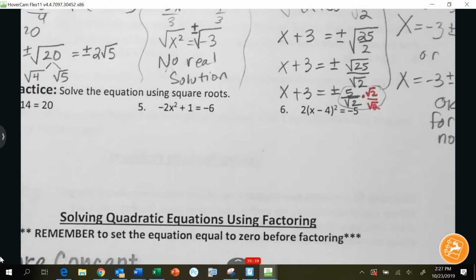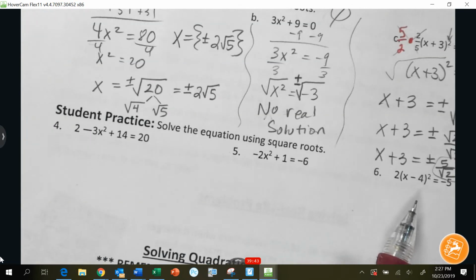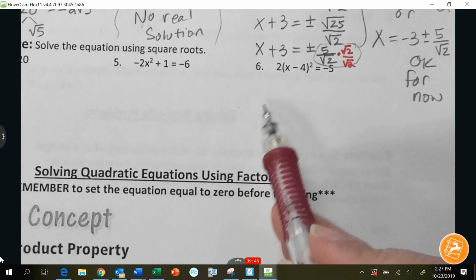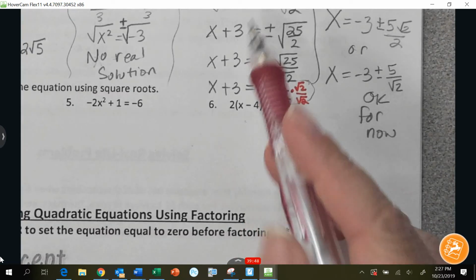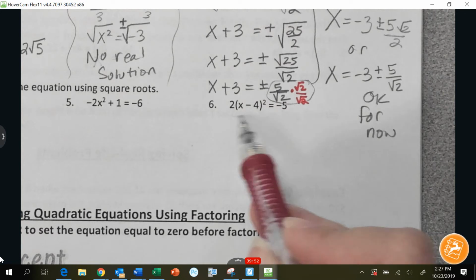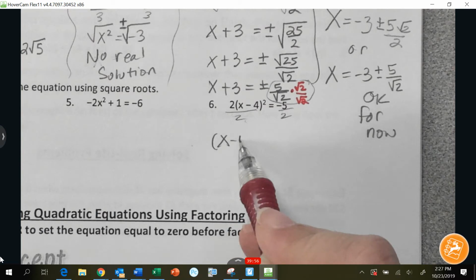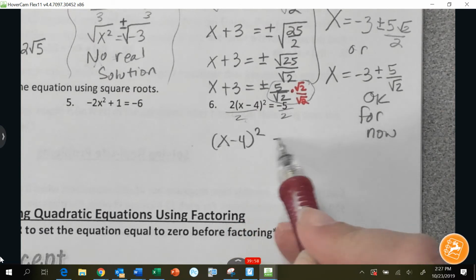Okay, I just want to do number 6 together. That's okay. Let's just go over number 6 together, just because this one is a lot like C. What would be my first step for this one? Dividing 2 to both sides. Yeah. So we want to get the squared by itself, so it's x minus 4 squared equals negative 5 halves.